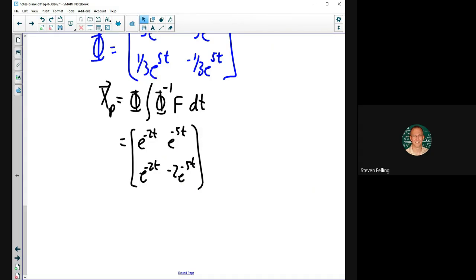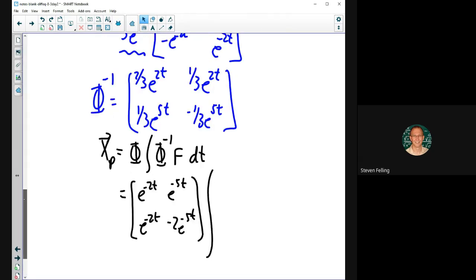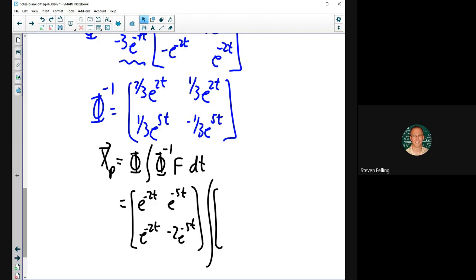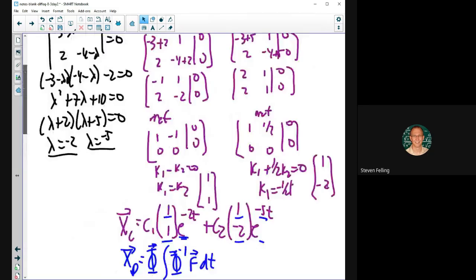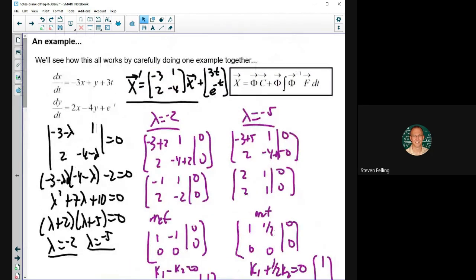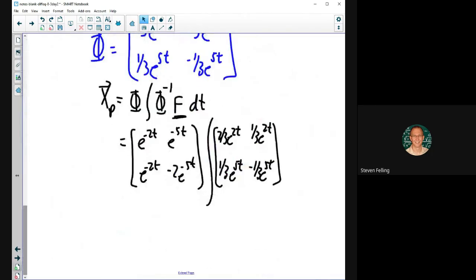Okay, and then we have to take the integral of the inverse phi matrix, which is 2/3 e to the 2t, 1/3 e to the 5t, 1/3 e to the 2t, negative 1/3 e to the 5t, times the F matrix. Now this is the part that's the non-homogeneous part up here. And so if we go all the way back to the original problem, that's 3t e to the negative 2t. So I have to put that in here now.